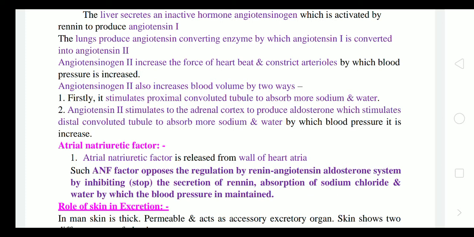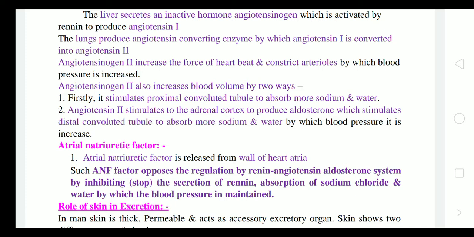Angiotensin 2 increases the force of heartbeat and constricts arterioles, by which the blood pressure is increased. Again, when the diameter of a tube decreases, the pressure is increased. That pattern is applicable here.